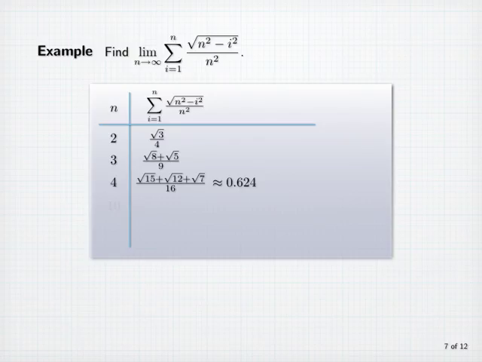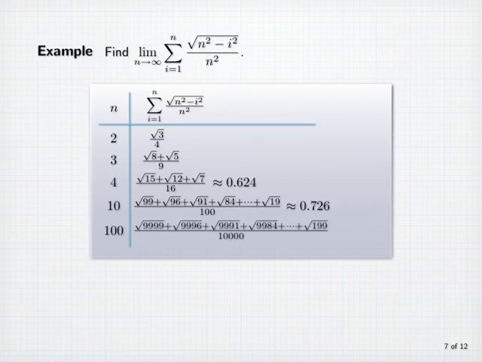Let's go ahead to n equals 10. Here's that sum. This number turns out to be about 0.726. Jumping forward to n equal to 100, we have this sum, whose value turns out to be about 0.780. So it appears that as n gets larger, these sums are approaching some number near 0.8.